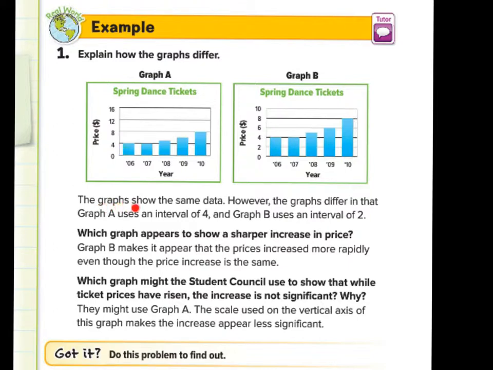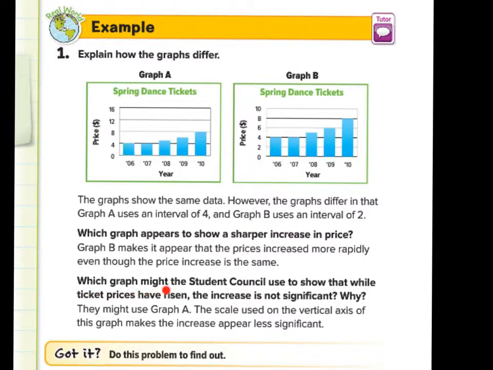The graphs show the same data. However, the graphs differ in that graph A uses intervals of 4 and graph B uses intervals of 2. Which graph appears to show a sharper increase in price? Graph B makes it appear that the prices increased more rapidly, even though the price increase is the same. You see this? Just drastically because the intervals are by 2. So we see that we have a drastic jump from 2 to 8, which is a 100% change, right? Drastic. But over here it's only a little bit of an incline. It's not very much. But that's because these intervals are larger.